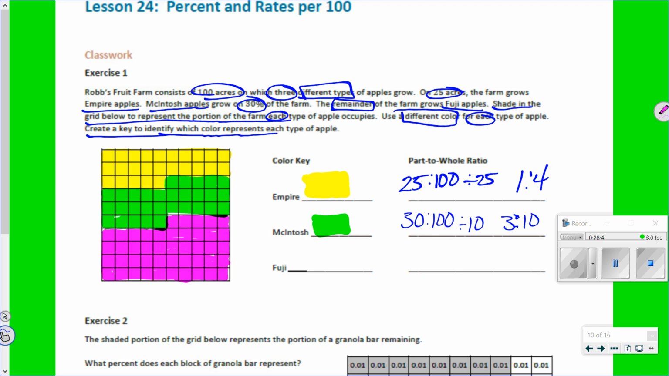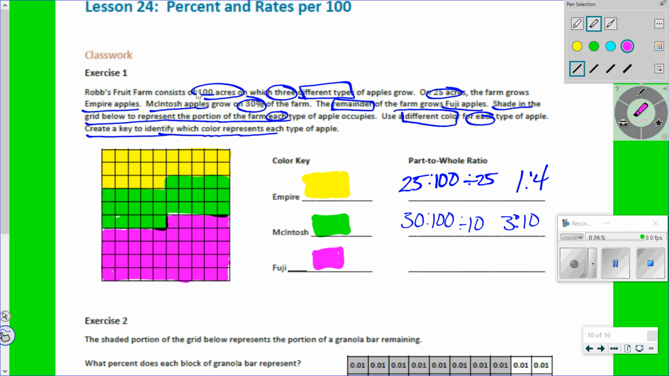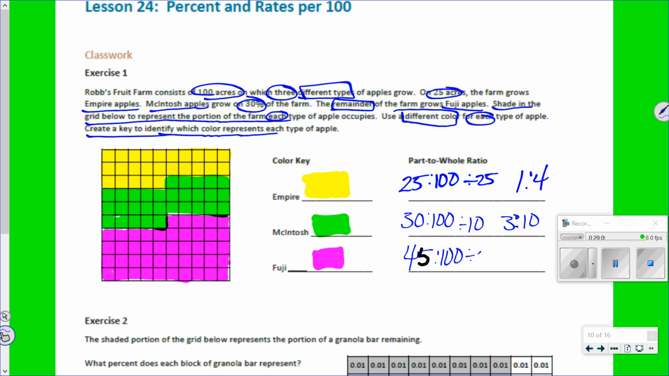Okay, and then our final piece on that one is how many boxes were left for me to color in? 45. 4 wholes and then half of one. So that's 45. What can I divide both 45 and 100 by? 5 gives me 9 over 20. Any questions on any of those?